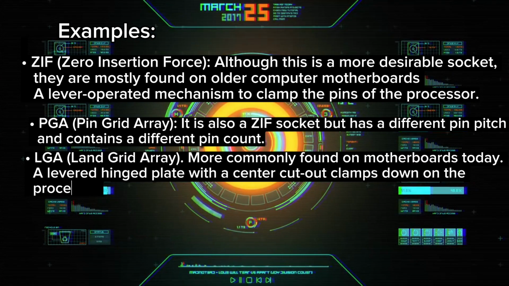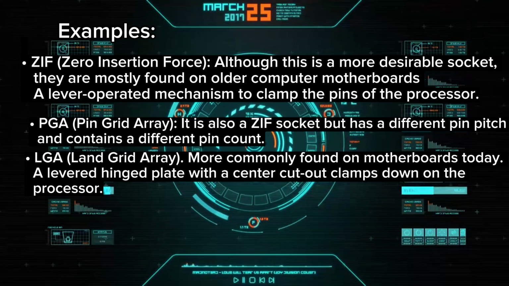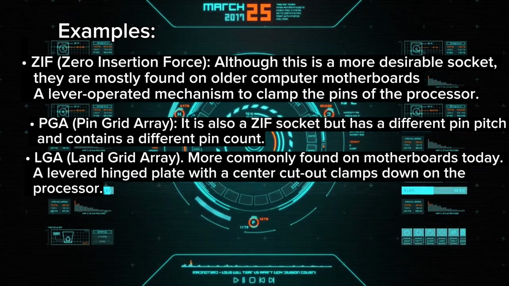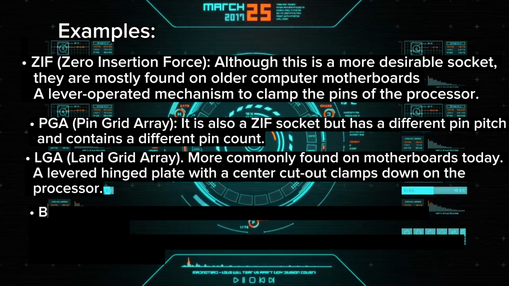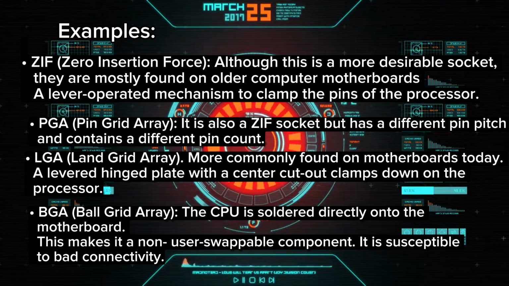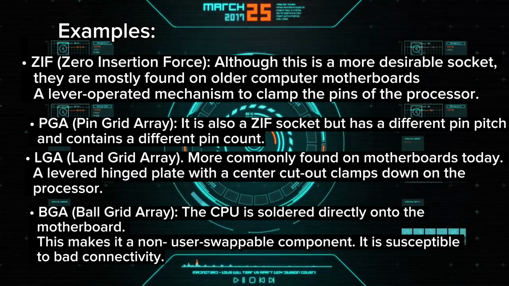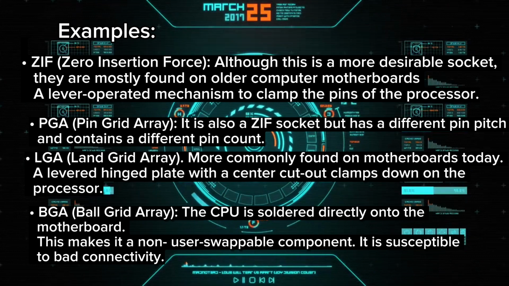LGA, or Land Grid Array. More commonly found on motherboards today, a levered hinged plate with a center cutout clamps down on the processor. BGA, or Ball Grid Array. The CPU is soldered directly onto the motherboard. This makes it a non-user swappable component. It is susceptible to bad connectivity.